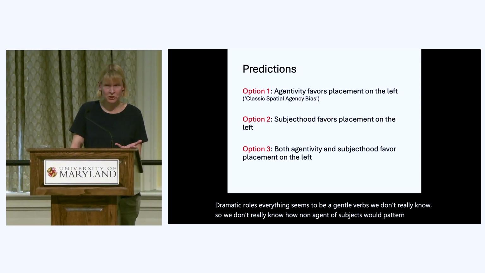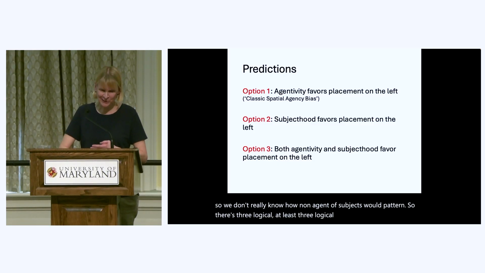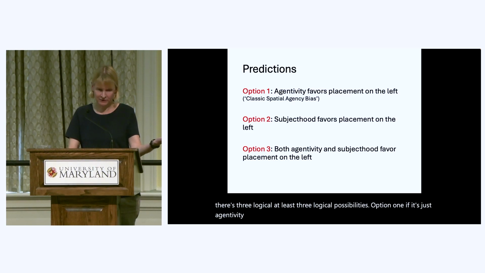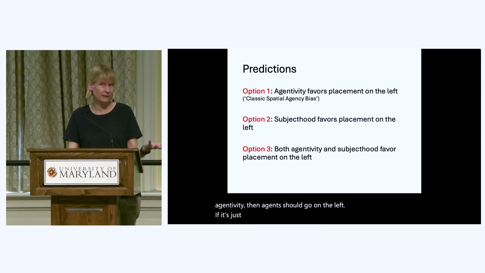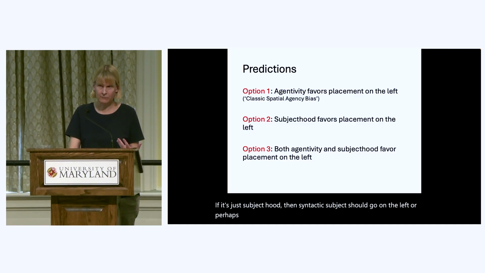So there's at least three logical possibilities. Option one, if it's just agentivity, then agent should go on the left. If it's just subjecthood, then syntactic subject should go on the left. Or perhaps both are contributing, perhaps to different degrees.